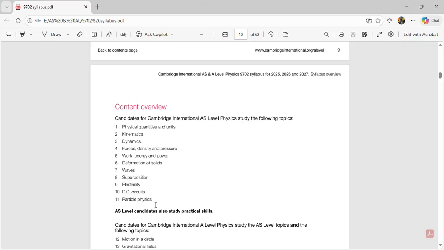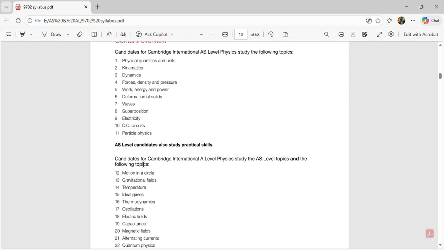And if you look at these topics, they are obviously related to the O level topics we did, apart from a few, like which one? Deformation of solids, and maybe superposition, and then some other subtopics under waves. Yeah, and then particle physics, but they are related. If someone did IGCSE properly, then AS is not difficult at all.